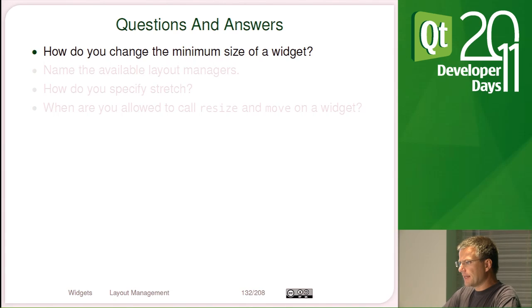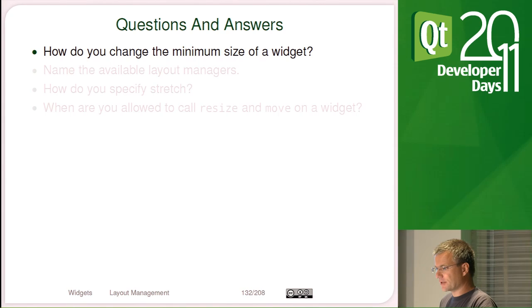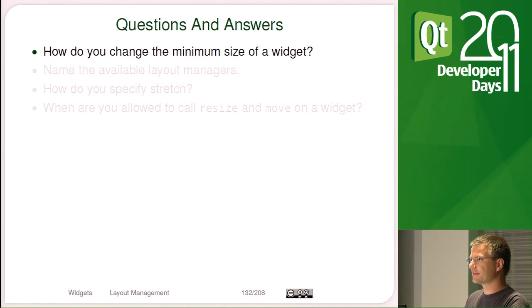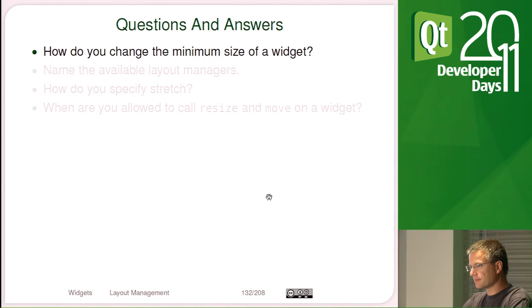So next Q&A session is just some simple questions. How do you change the minimum size of a widget? Of course, you call the set minimum size function. Or you can just enter it in the Qt designer and set the minimum size correctly.